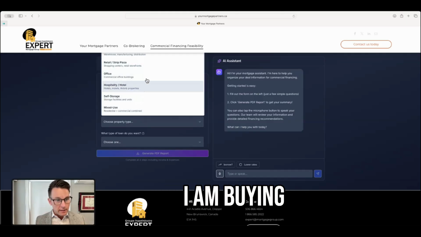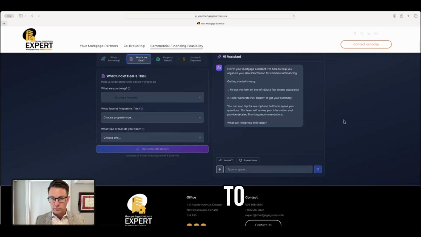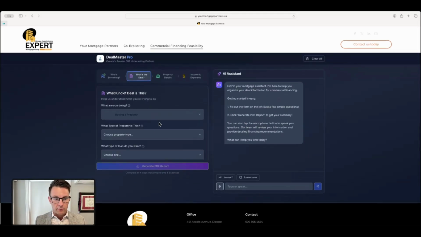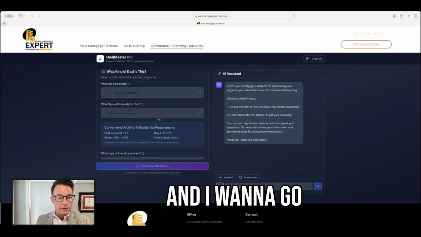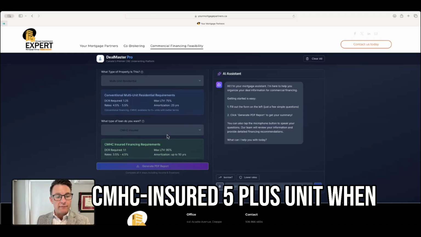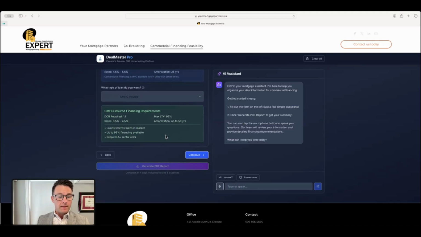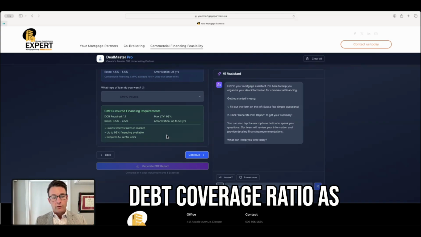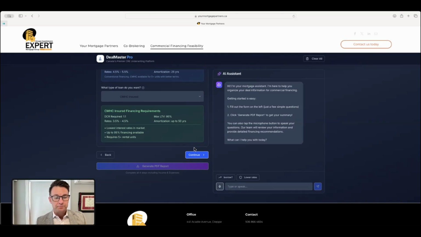I am buying, in this case, a multi-unit. Here is a multi-unit, and I want multi-unit financing for a CMHC insured 5+ unit. In this case, for CMHC financing, we're looking at a debt coverage ratio as low as 1.1, up to 95% financing, up to 50-year amortization.